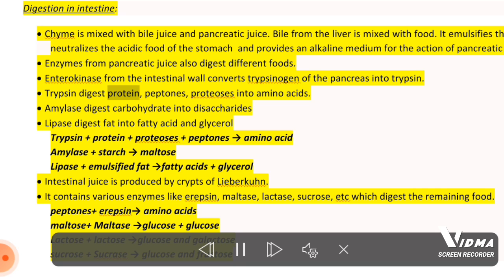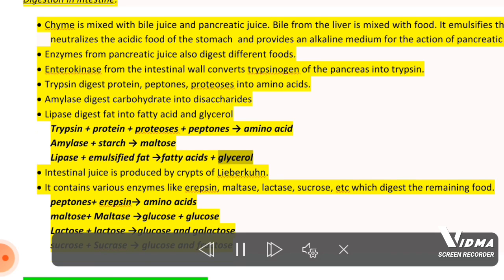Trypsin digests protein, peptones, proteoses into amino acids. Amylase digests carbohydrate into disaccharides. Lipase digests fat into fatty acid and glycerol. Trypsin plus protein plus proteoses plus peptones gives amino acids. Amylase plus starch gives maltose. Lipase plus emulsified fat gives fatty acids plus glycerol.